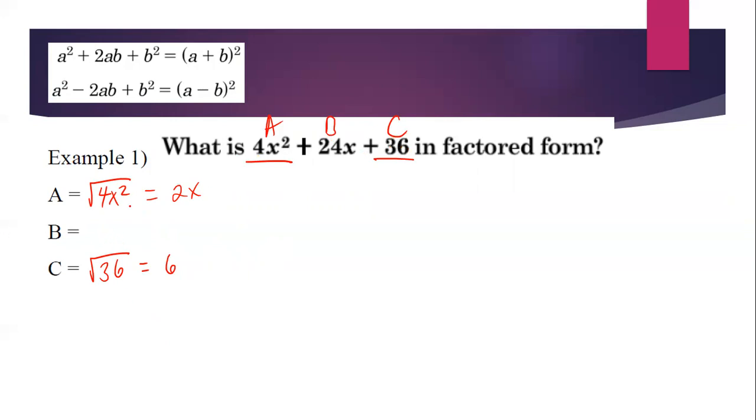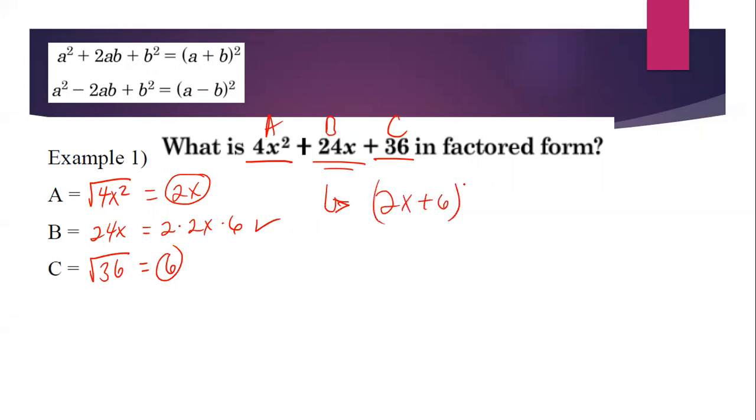Now, if this is a quick short factoring where I don't have to do an X box and I don't have to do branches or anything, then the middle term, this B, 24x, would equal double the product of 2x and 6. Is this a true statement? Does 24 equal double the product of my A and my C term? Yes, it does. And because of that, the factor of this is 2x plus 6 squared.